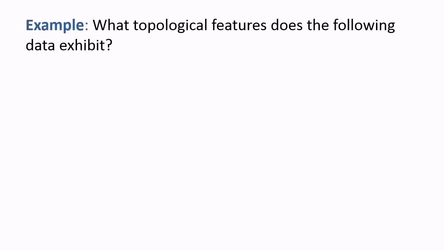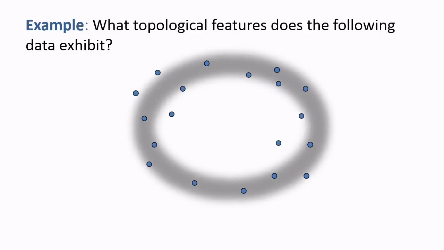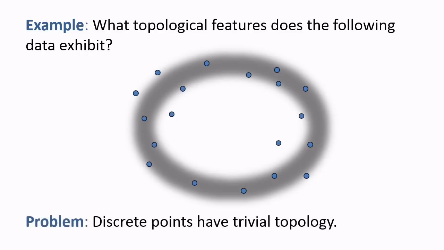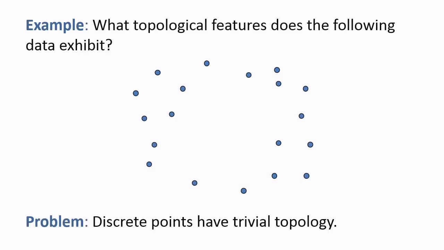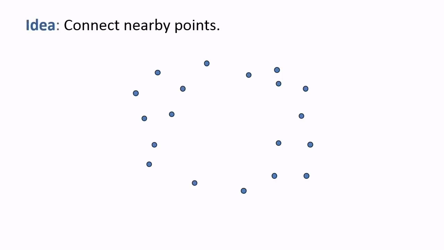For example, consider the following point cloud, consisting of 19 points in a plane. What topological features does the data exhibit? It appears that these points were roughly sampled from an annulus. But how can we detect the annulus from the points alone? The problem is that discrete points have trivial topology. One idea is to connect nearby points.